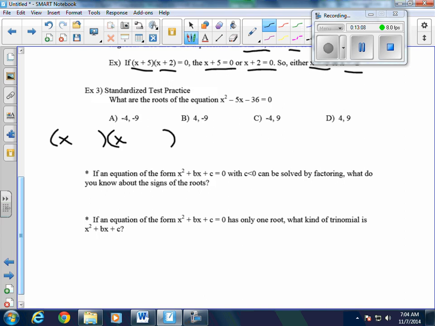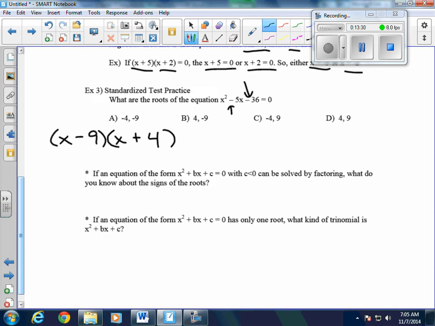That's not going to work. We have to get to 5. So we want to find all the factors of 36, and then we want to find the ones that are 5 apart. Well, that's going to be 9 and 4. Okay. We look at this sign, that's negative, which tells us that we're going to have one positive and one negative, and the bigger one is going to be negative.